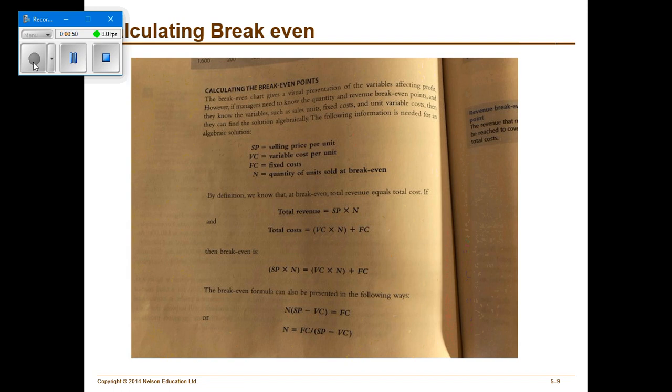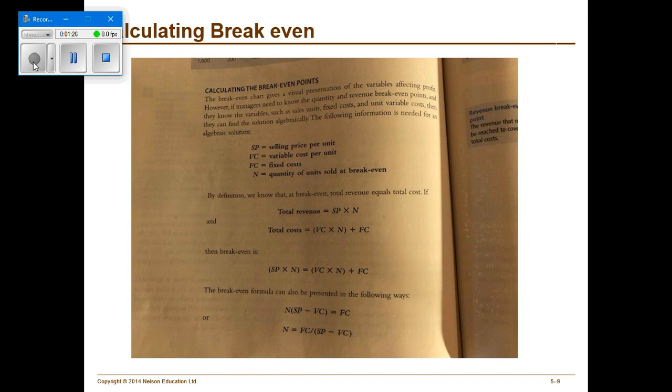Fixed costs is, whether we're talking about the amount our rent is each month, or insurance expenses, depreciation, interest, all of those added together. All of your fixed costs added together is fixed costs. And then N is the quantity of units that we're selling at the break-even point. That's what we're talking about.